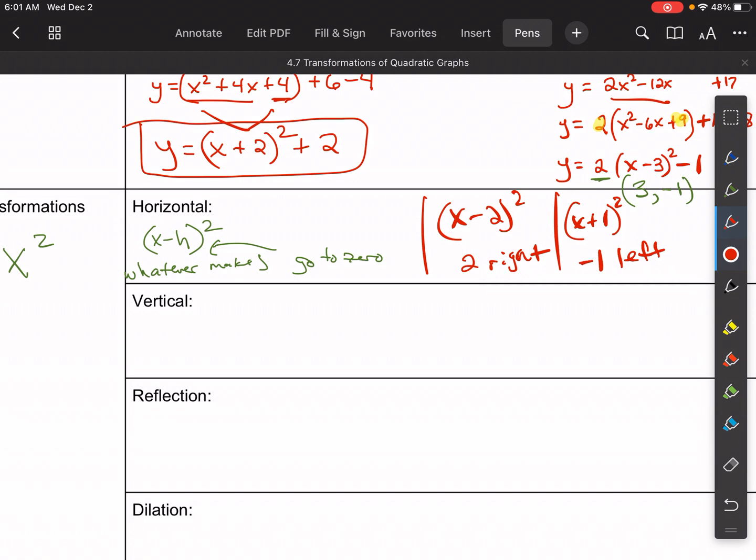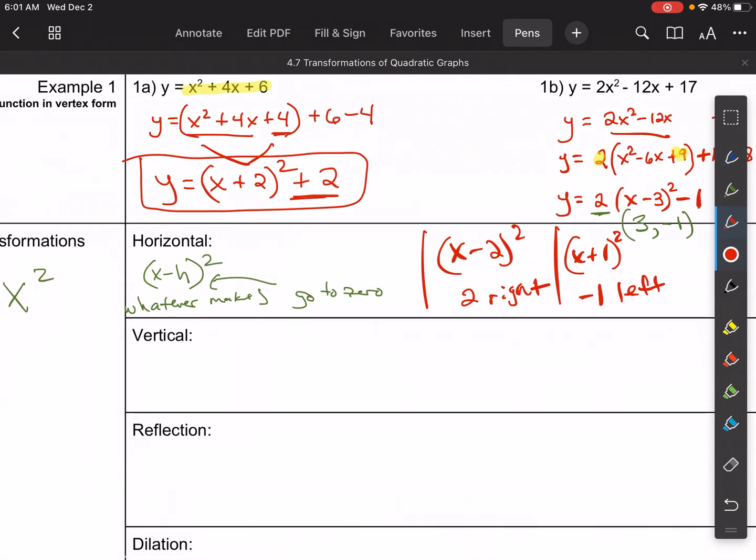Vertical shifts are just what happens on the outside of the parentheses. So that would be like that 2 that's up there. As long as you can follow your notes, you can just say that this is the k value. Okay, so the vertical shift is the k value. And if k is positive, obviously it moves up. If it's negative, it moves down. So if positive, move up. If negative, move down. All right, that's the vertical shift.